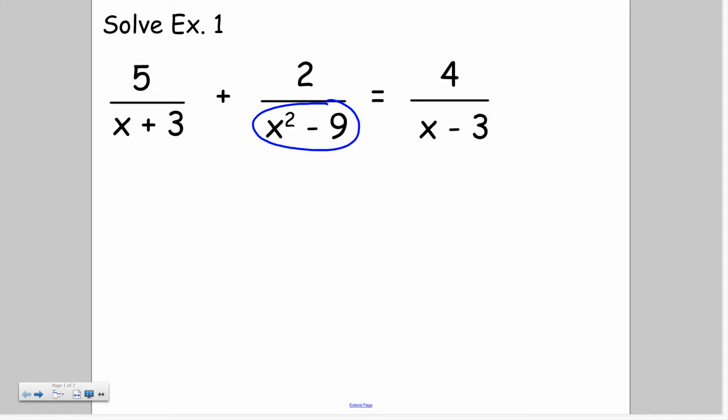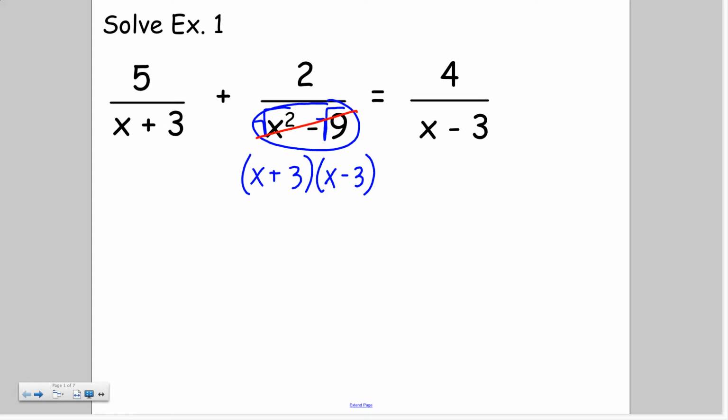Something you're going to have to recognize is that this second denominator can be factored. That is a difference of two squares problem. So we can actually change that denominator and factor it to x plus 3 and x minus 3. What that does is it helps us see what the denominators have in common, because if you try to take those three denominators and multiply them all out, it's going to be a huge, huge problem. So we essentially just factored that denominator, so it now says x plus 3 and x minus 3.